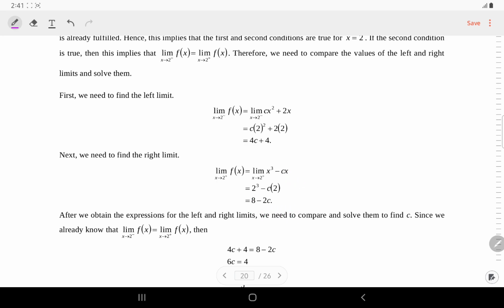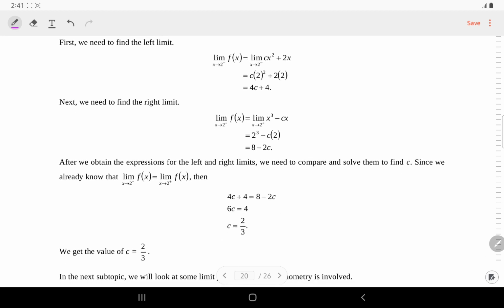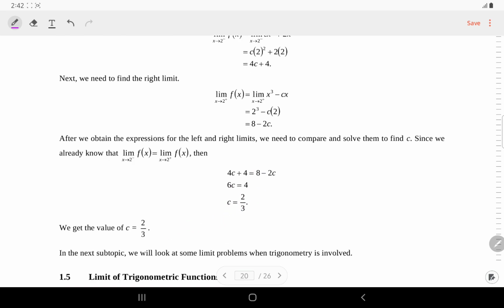Since we already know that the left limit and the right limit must be equal, it will satisfy the second condition. Why must it satisfy the conditions? Because it is stated that the function is already continuous. If it is already continuous, it means that it satisfies all three conditions. So we need to set up the equation 4c plus 4 equals 8 minus 2c and solve for the value of c. So we get 2 over 3.